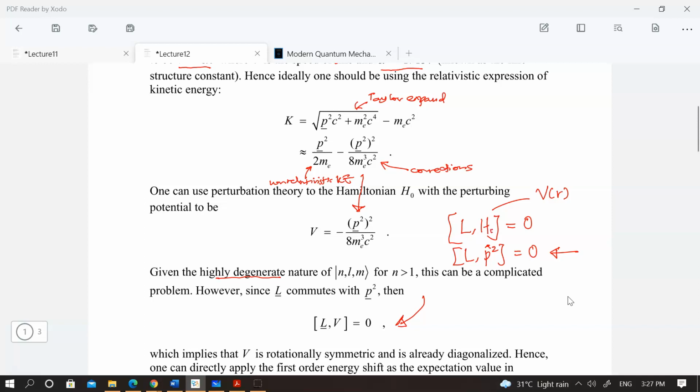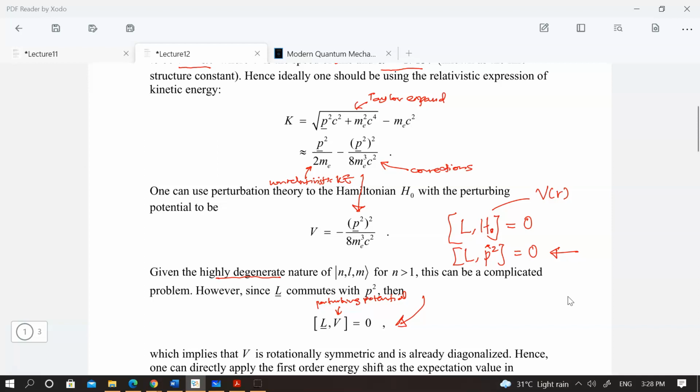This is H naught. This is the thing I wanted to say. The V over here is your perturbing potential. Okay, so here is the perturbing potential. I'm getting all the logic mixed up.